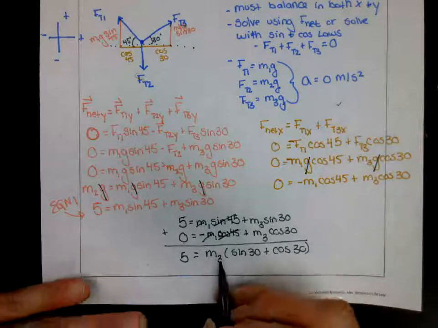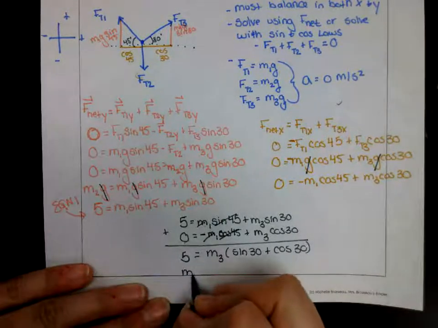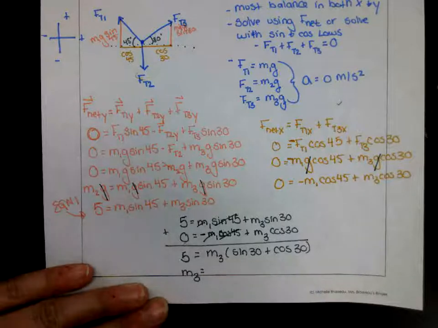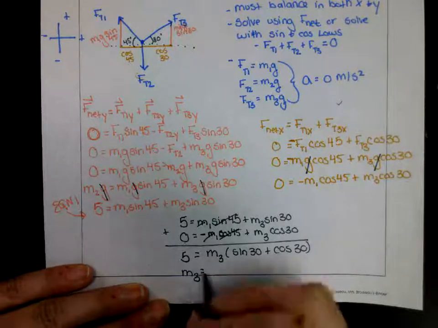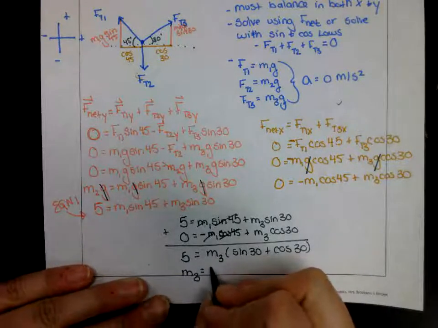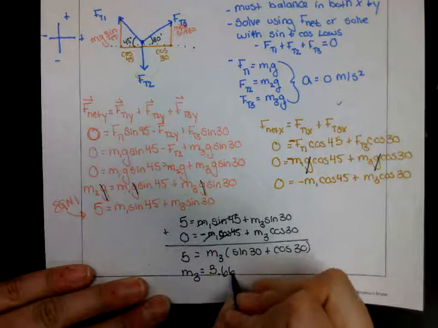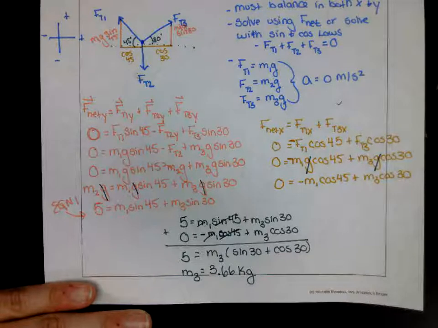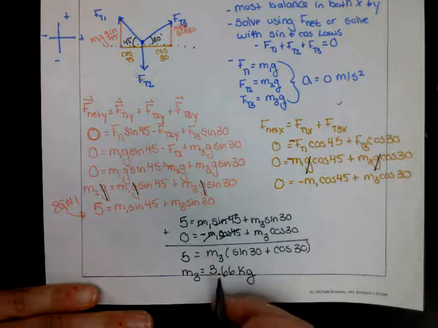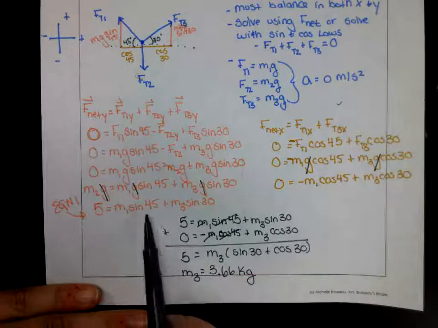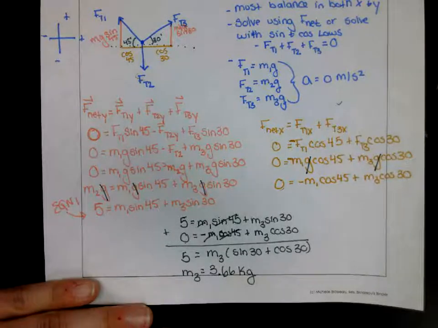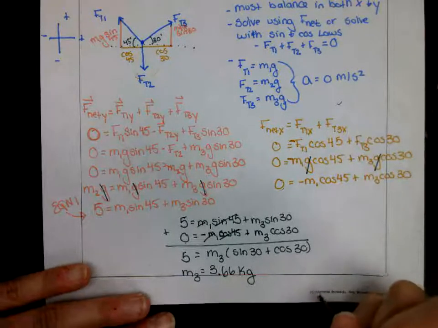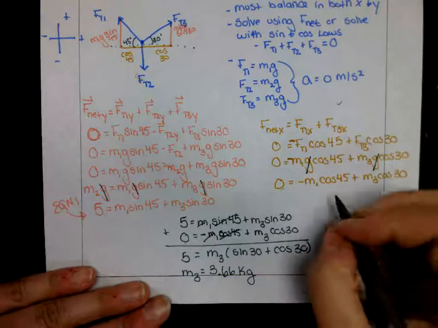All I have to do now is solve for m3, and I'm going to get that weight of my third mass. That weight of my third mass is going to come out to be 3.66 kilograms. Since I know the weight of my third mass, I either want to plug it in to equation 1 or equation 2 to find the weight of my first mass. I'm just going to go ahead and plug it into equation 2.